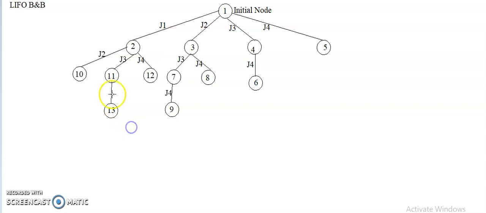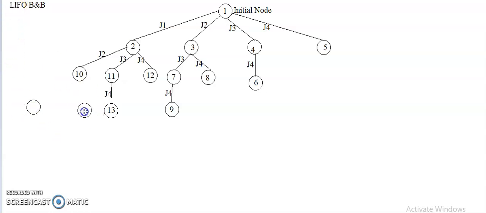Now the 13th node is on top of the stack with job 4, by exploring node number 11. If I consider this node on top of the stack, I can't explore further, it's already a dead end. So I can't go for it. So 13 is also popped out. Now the only node left on the stack is node number 10. I can explore it further by considering job 3 and job 4.